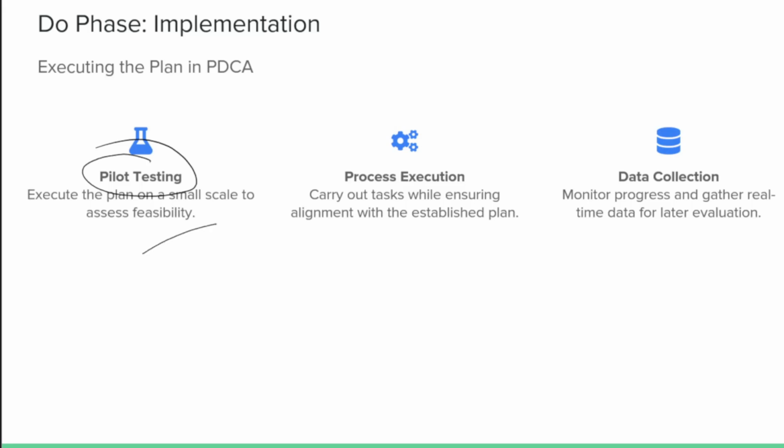During this execution, the teams follow the predefined steps, ensuring alignment with the action plan. This phase also involves real-time monitoring and data collection, which will be crucial in the next phase when evaluating the outcomes. By methodically implementing changes, organizations can mitigate risk and set the stage for informed decision making in the next PDCA phase.